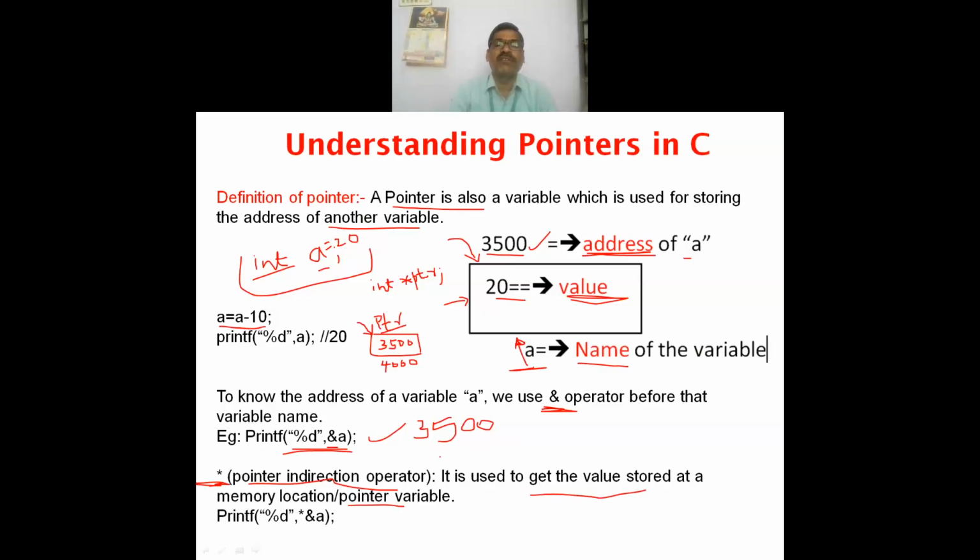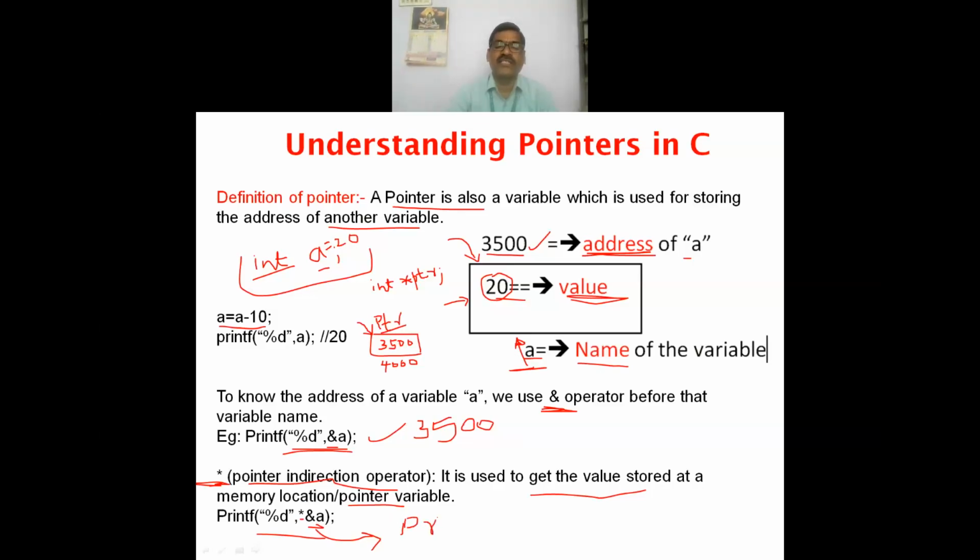It is used to get the value stored at that memory location. So if I want to get the value 20, you can get it just by using the variable name a itself. Or if you want to get the value stored in this 3500 memory location, you can also get it by writing the pointer indirection operator like this: printf percentage d, ampersand a gives the address, and then star before that gives you the value stored in this particular memory location. This is the indirect way of accessing the value stored in a.